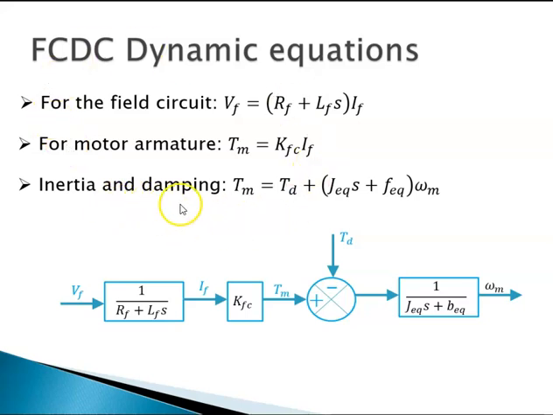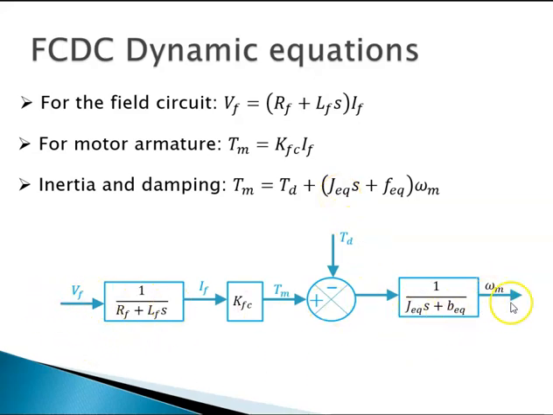For the inertia and damping load section, this torque Tm should support the disturbing torque, should move the inertia, and should also cause displacement in the damper. So Vf divided by Rf plus Lfs gives If, and that is what this block diagram shows. This current, when multiplied by the motor constant Kfc, gives torque. Motor torque minus disturbing torque, divided by Jfs plus F equivalent, gives motor speed.